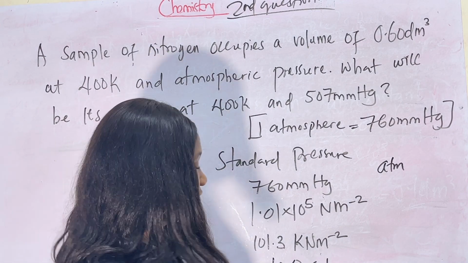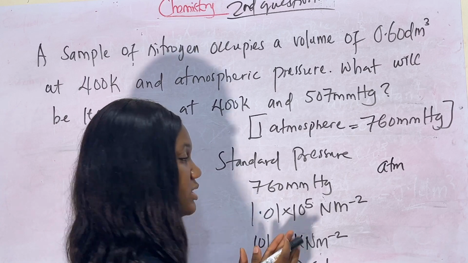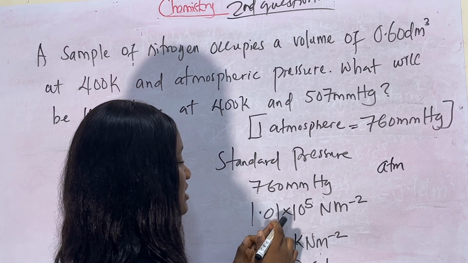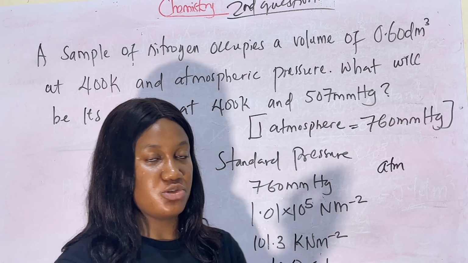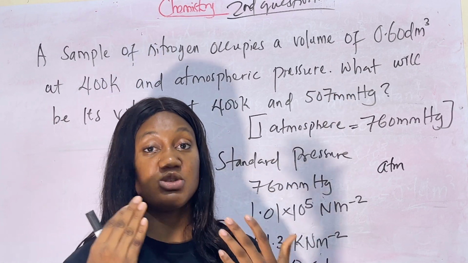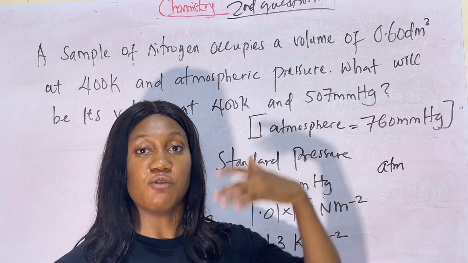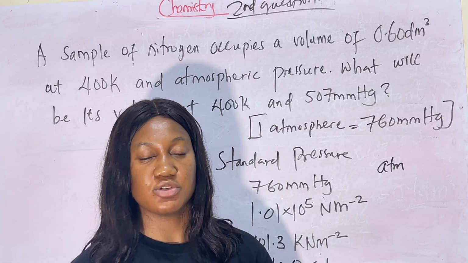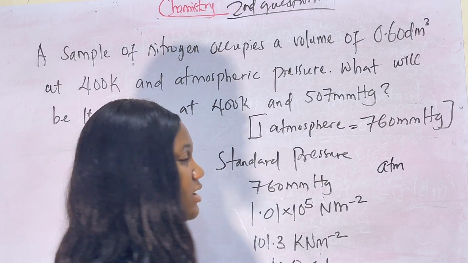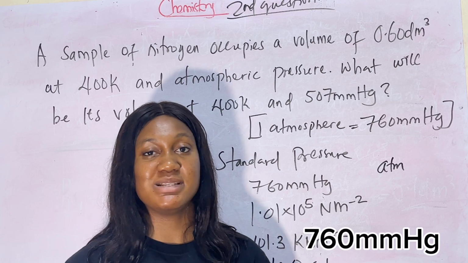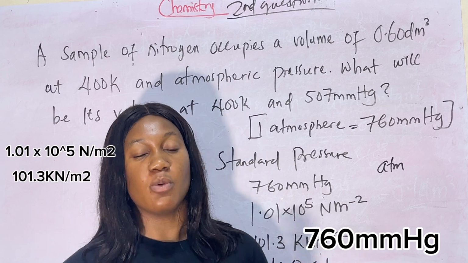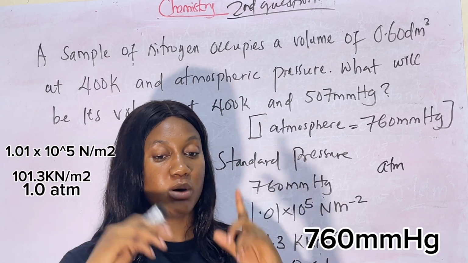So the value of your pressure in atmosphere is 1. The value of your pressure in kilonewton per meter square is 101.3. The value of your pressure in Newton per meter square is 1.01 times 10 raised to the power 5. The value of pressure in millimeter mercury is 760. These are our standard pressure, and we're going to be using these values to solve for our gas laws all throughout. So please, what you're going to do for me is memorize all of this. It's not hard, just four. Your standard pressure is either 760 millimeter mercury, or 1.01 times 10 raised to the power 5 Newton per meter square, or 101.3 kilonewton per meter square, or 1.0 atmosphere.